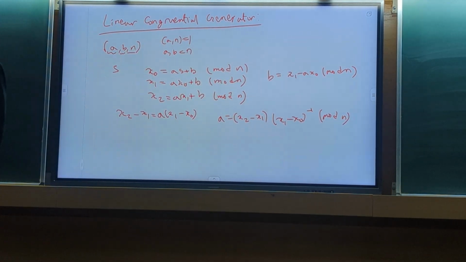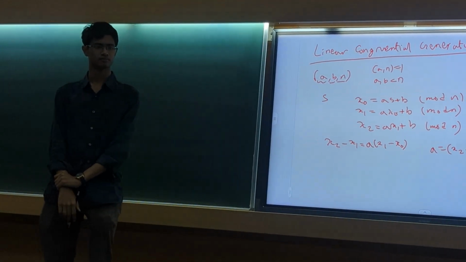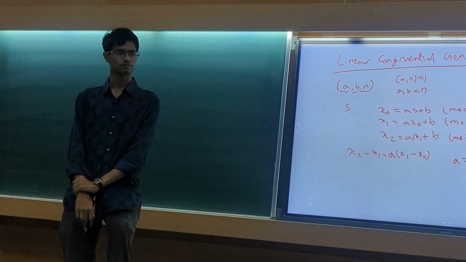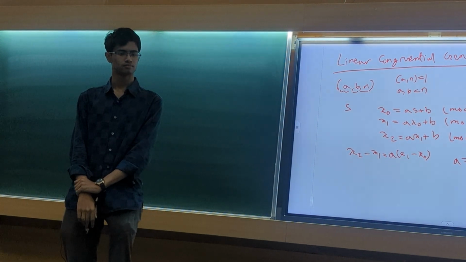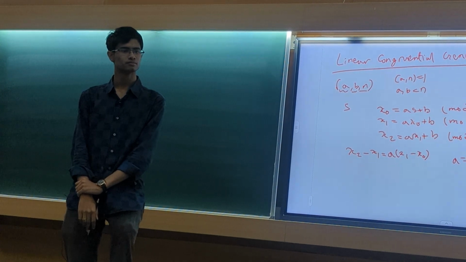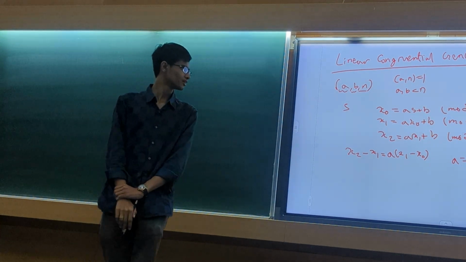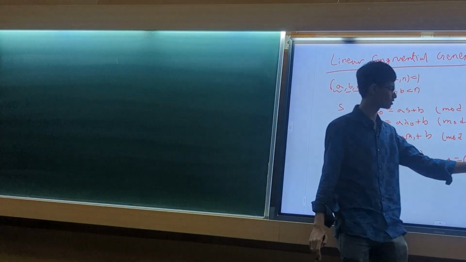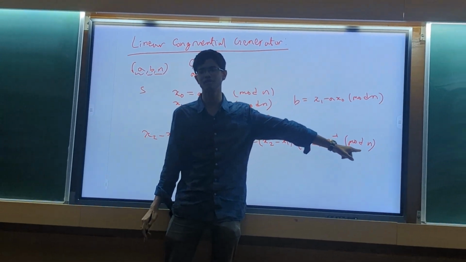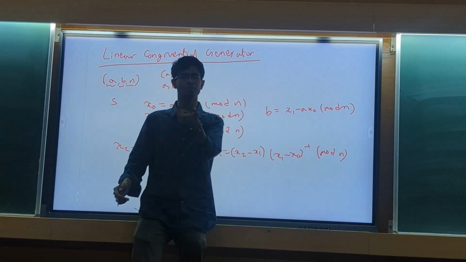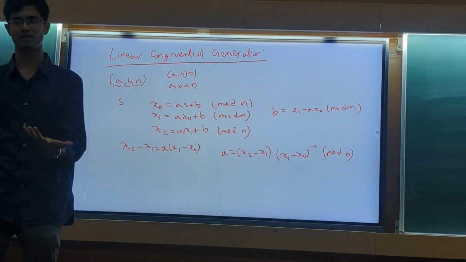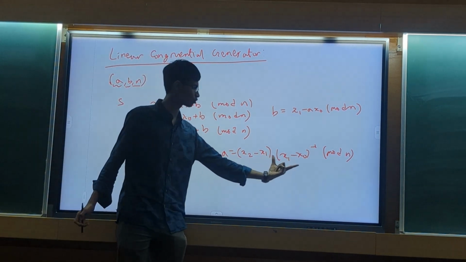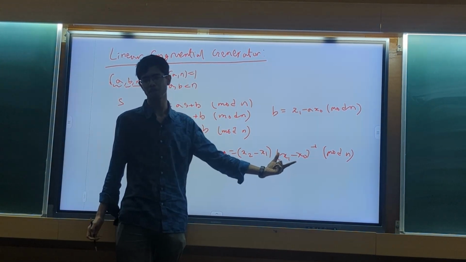One slight issue with this: x1 cannot be equal to x0. If x1 is equal to x0, the computer won't be able to compute it. In fact, it's a general problem. The general problem is x1 minus x0 might not be invertible mod n. For a number to have an inverse mod n, it needs to be coprime to n. If it is not coprime to n, then you won't be able to compute an inverse.